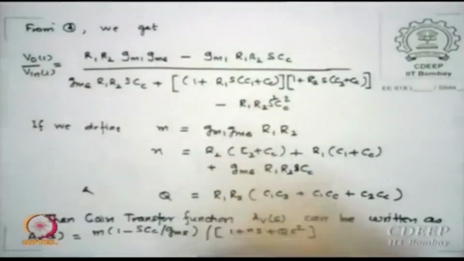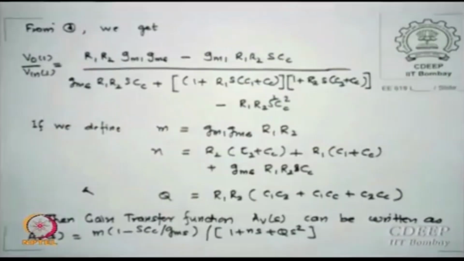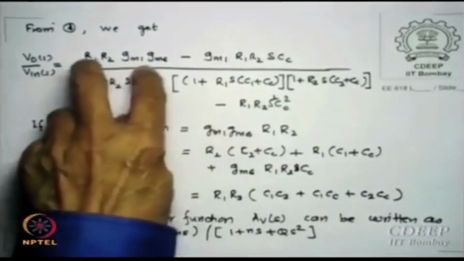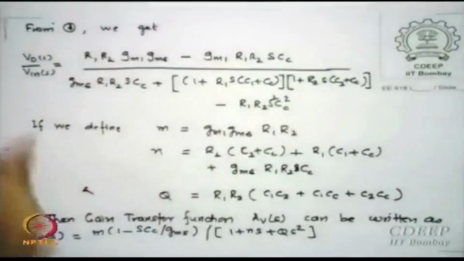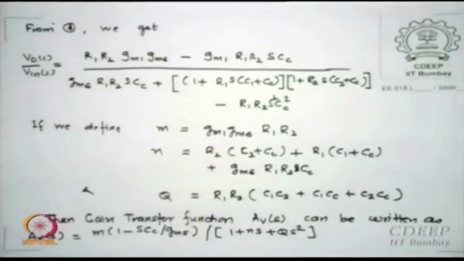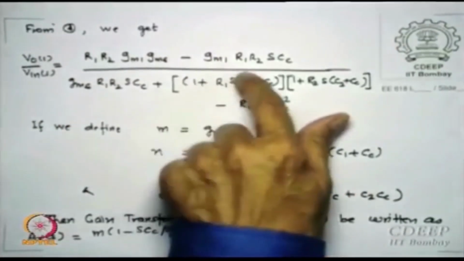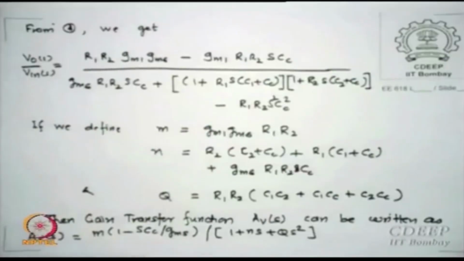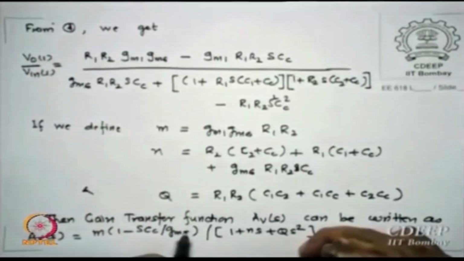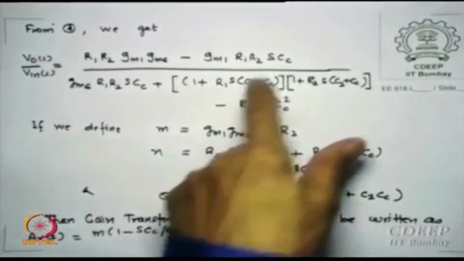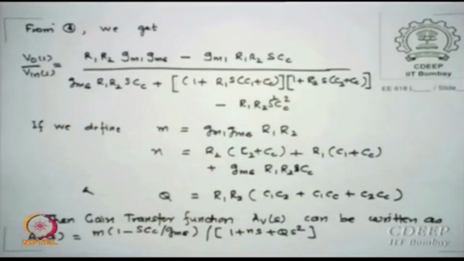I have just collected the terms, nothing else. So I have taken GM1, GM6, R1, R2 outside. So I get 1 minus GM1 this, so there is one GM6, sorry. So then we get 1 minus SCC by GM6. So how does the transfer function look now? It's a very familiar transfer function.